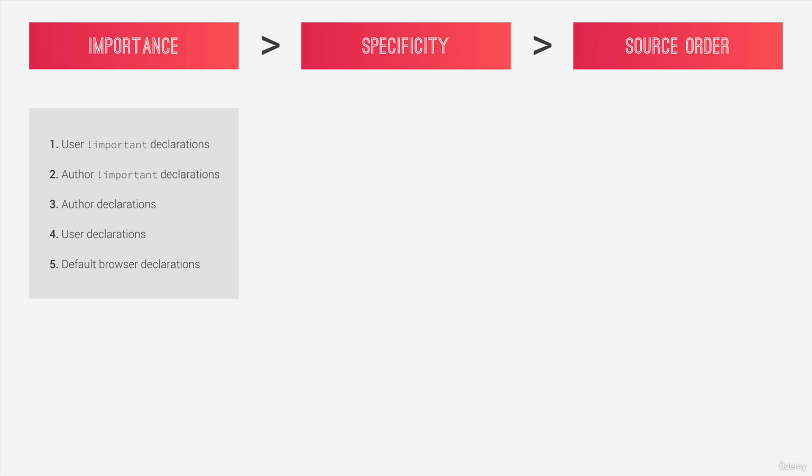You already know the important keyword in CSS, right? If not, I'm going to show you an example in a second. Next, the second most important declarations are the author declarations marked with important. Third, the normal author declarations, then the normal user declarations, and finally, the least important ones are the default browser declarations, which actually makes a lot of sense, so that we can easily override these declarations coming by default from the browser. But we should better look at an example here, right?